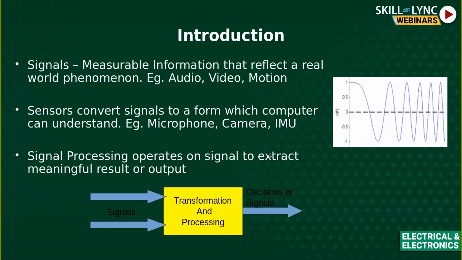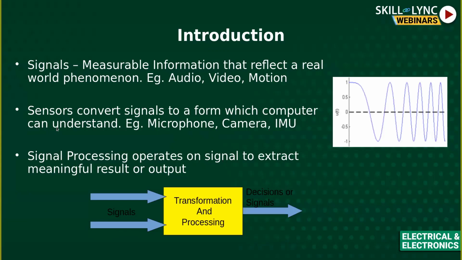So in order to understand signal processing, first, let's have a look at the meaning of signals. The textbook definition of a signal is that it's a measurable piece of information that reflects a real world phenomenon. Now, I'll give a few examples here for explaining better. You know audio signal, right, which is sound, and video signal, which is a sequence of images, and it could be motion, which means acceleration or velocity, or it could be voltage, current, etc.